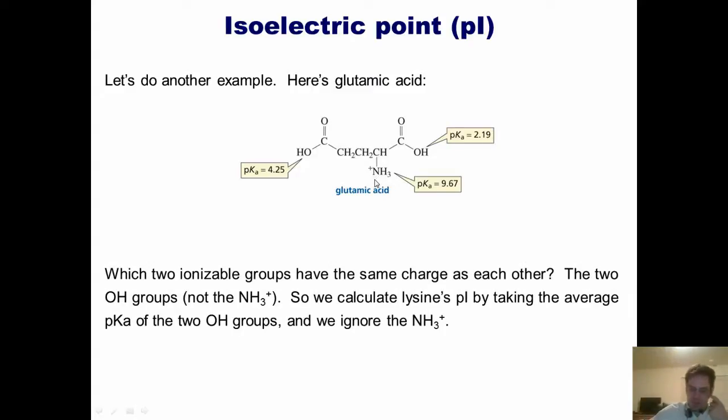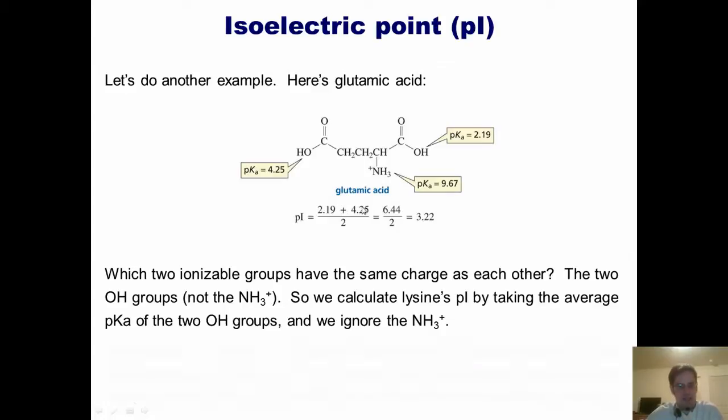And now I re-emphasize what I said in the previous slide. The isoelectric point is the pH at which this molecule has a net average charge of 0. If we calculate this out, we take 2.19 and 4.25 and add them together. We get 6.44, divided by 2, and the isoelectric point of glutamic acid becomes 3.22.